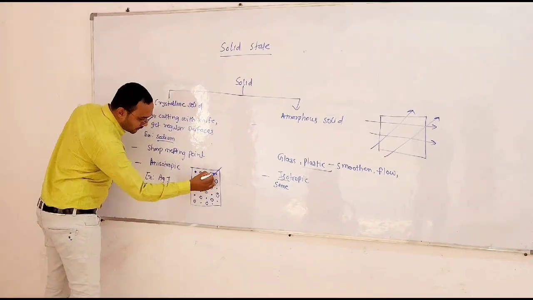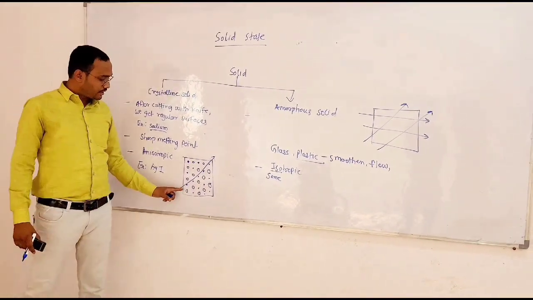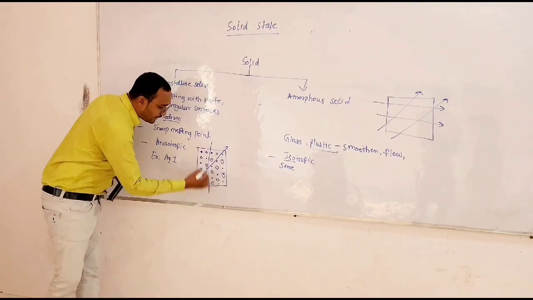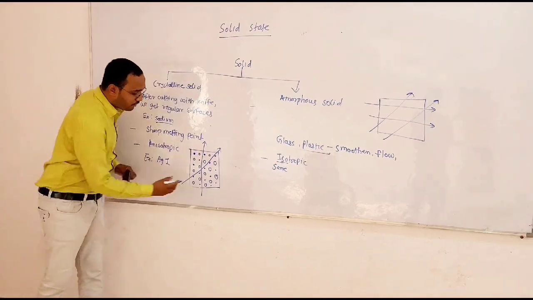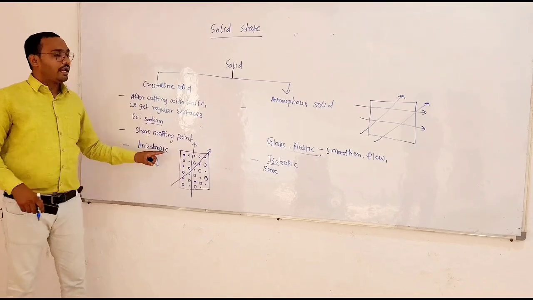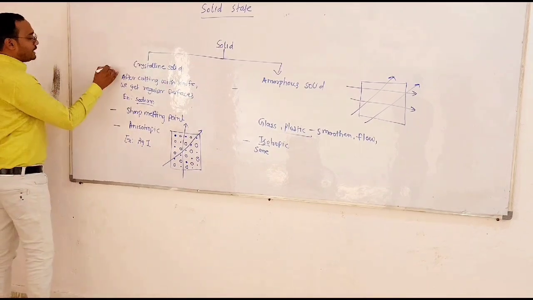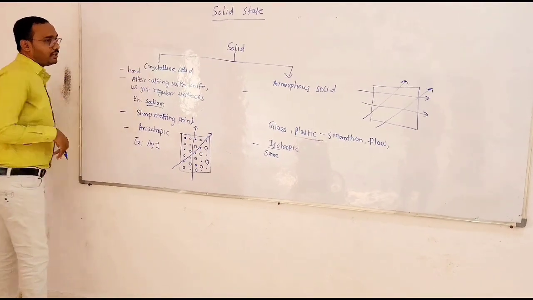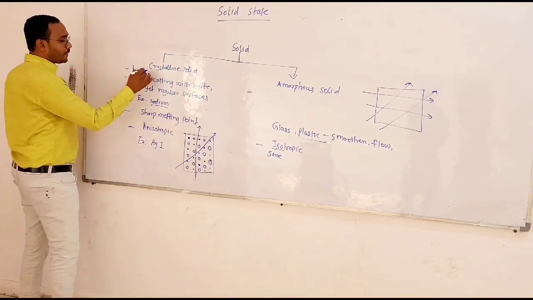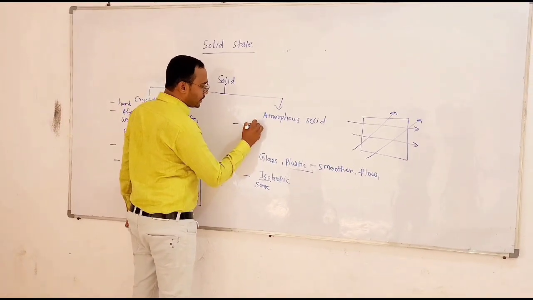Whenever we observe any property in that direction, all the atoms are of the same type. But in this direction, we see alternate atoms of A and B. That's why crystalline solids are anisotropic. Another important point is that crystalline solids are hard, which means they cannot be scratched easily. But amorphous solids are usually soft.